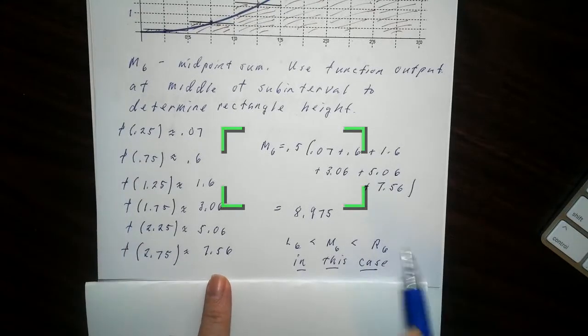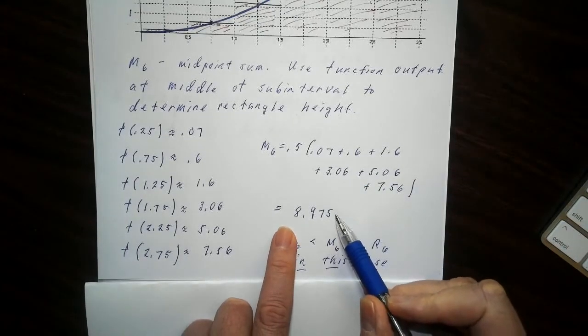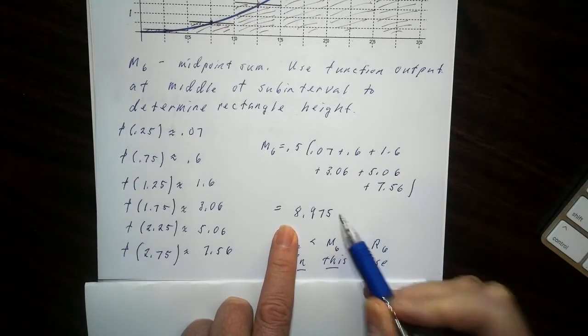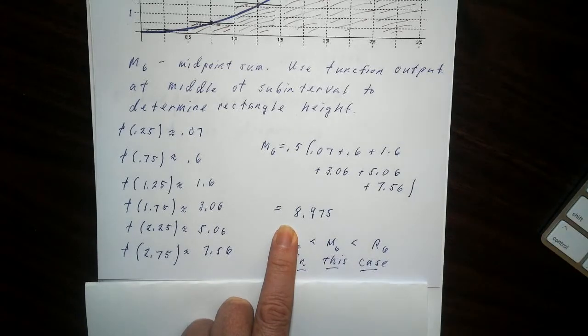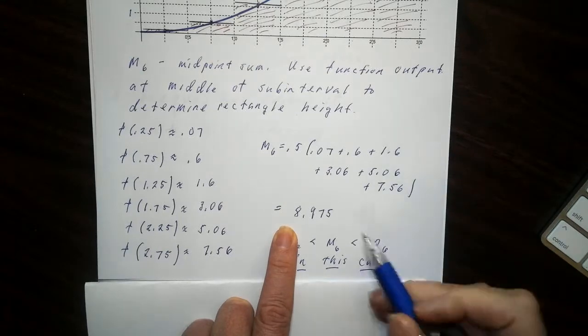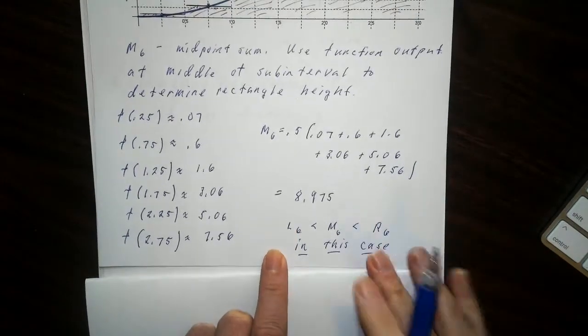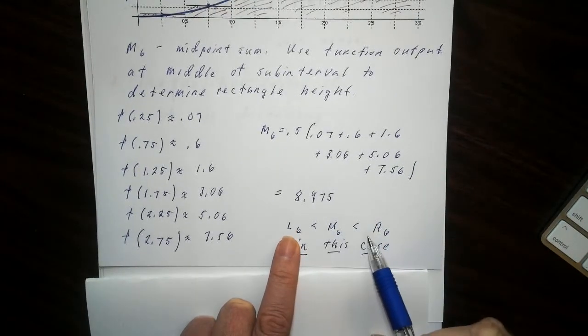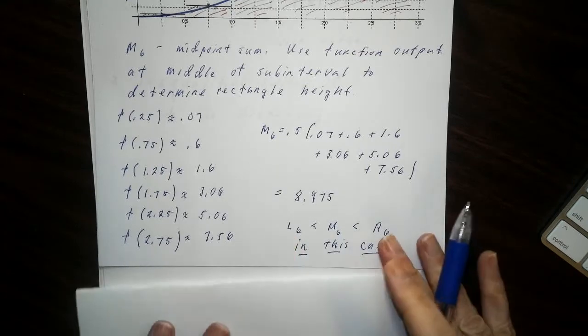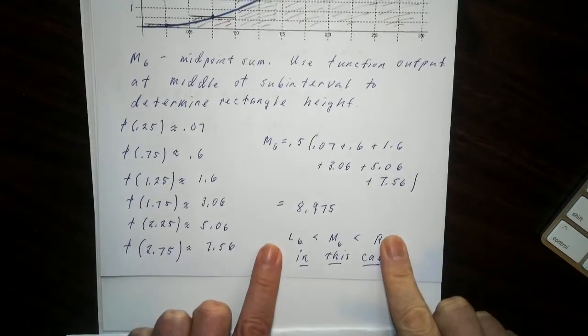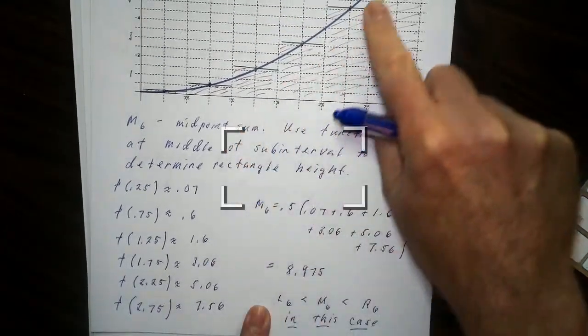In this case, we got a midpoint estimate of 8.975. If you go back and look at the left and right estimates, you'll see that this number is between the two of them. In this case, M6 is less than R6 and greater than L6 because the function is increasing throughout.